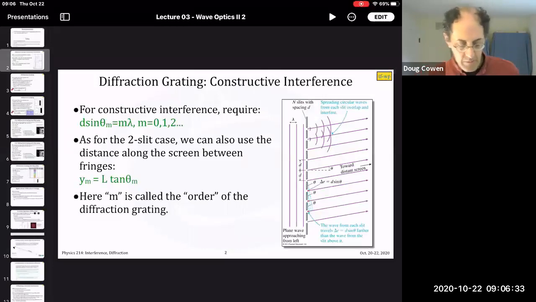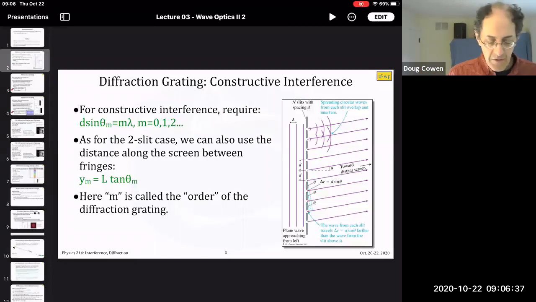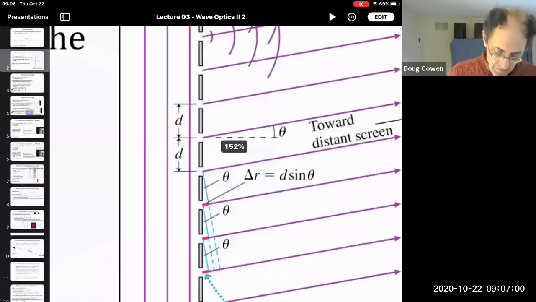So I think last time we started talking about diffraction gratings. A diffraction grating works by sending light through a large number of openings, equally spaced, and you get constructive interference when the distance that light from one slit travels compared to one just below it is equal to an integer number of wavelengths. And that's shown in this figure here.